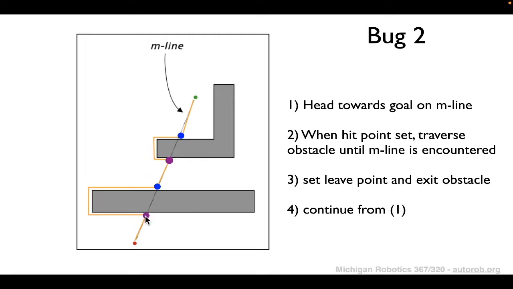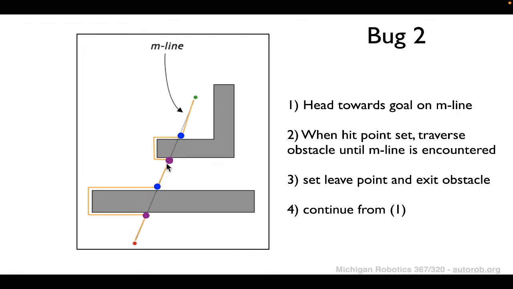We're going to then hit the wall, so we'll leave a hit point and begin traversing the obstacle, and here's where the change is, until we reach the M line once again. So you can see at this point we've reached the M line. So we're going to set a leave point and exit the obstacle. So when we exit the obstacle, then we'll go back to pseudocode line number 1 by heading towards the goal along the M line and repeating.